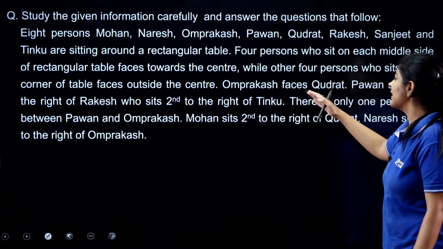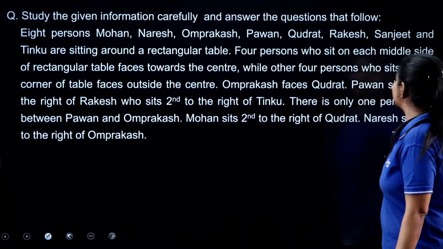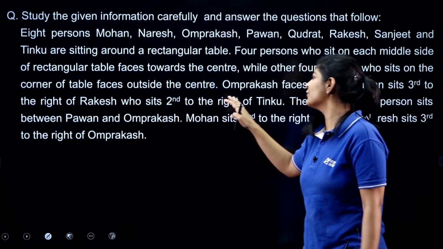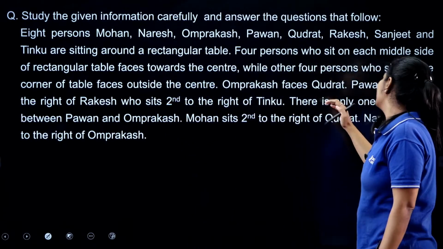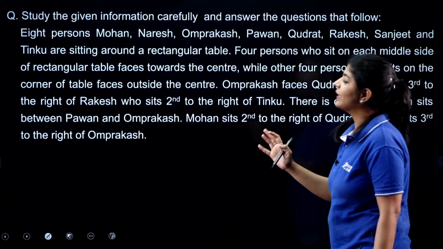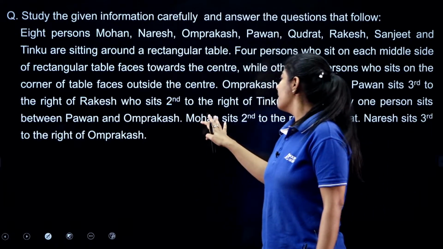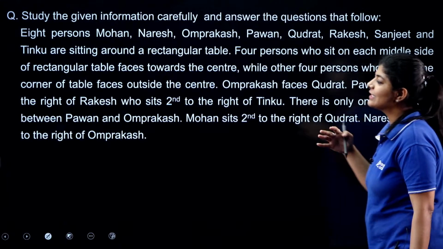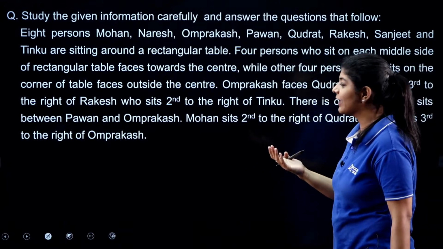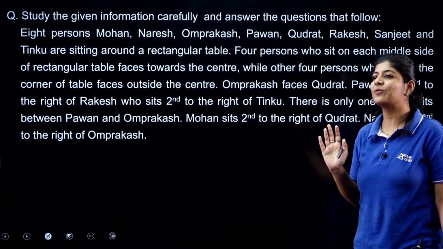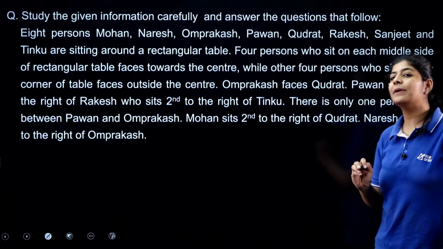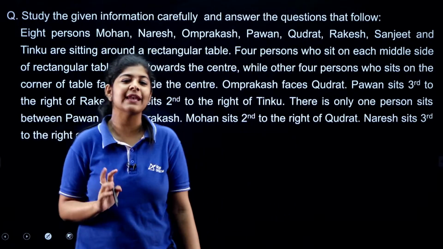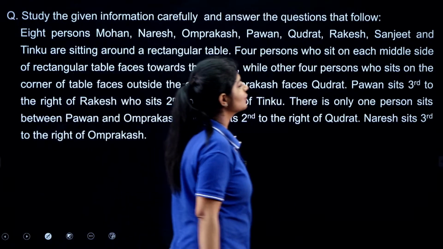Om Prakash faces Kudrat. Pavan sits third to the right of Rakesh, who sits second to the right of Tinku. There is only one person sitting between Pavan and Om Prakash. Mohan sits second to the right of Kudrat. Naresh sits third to the right of Om Prakash. This is the data that we are having, and we need to make an arrangement according to it. This is a very easy one, and I am giving you 1 minute to solve this puzzle.